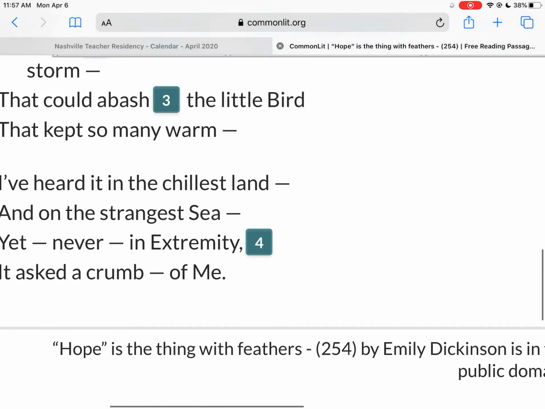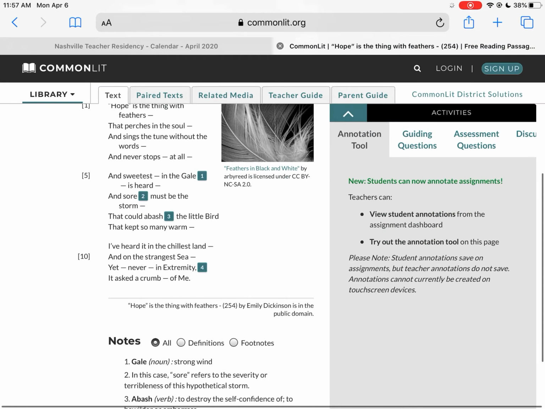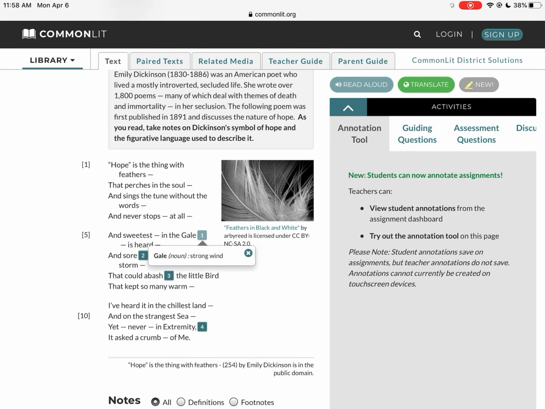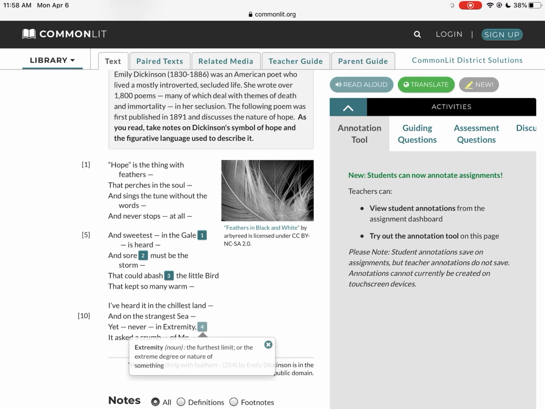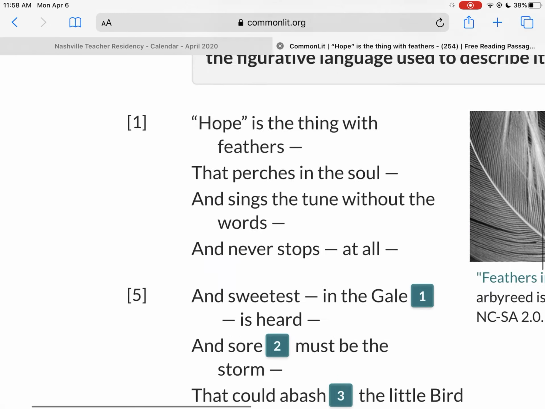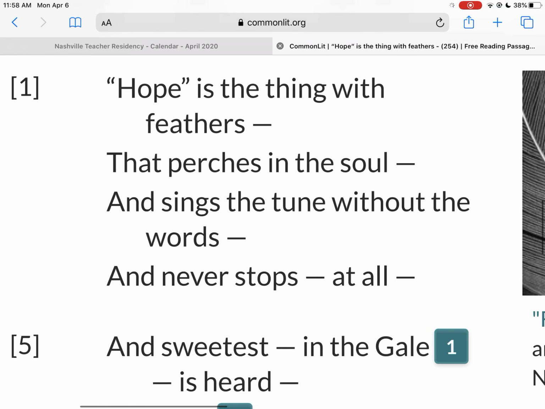Okay, so we're going to scroll up to the actual poem. I'm going to show you a really cool feature with CommonLit. So if you click on any of these buttons, you'll see that those footnotes pop up here. So you can remind yourself what these mean. Okay, so we're going to start in that first stanza. You're going to be reading along with me, tracking in 3, tracking in 2, tracking in 1.